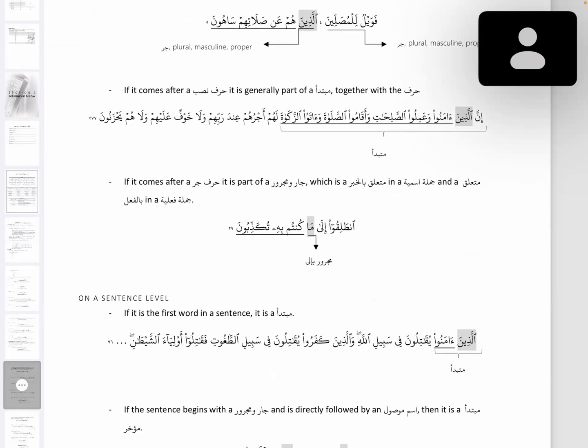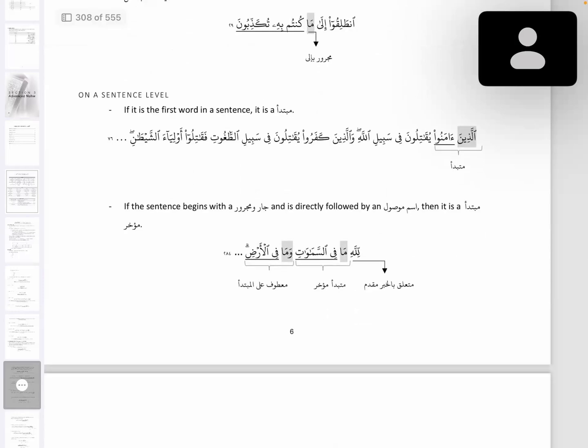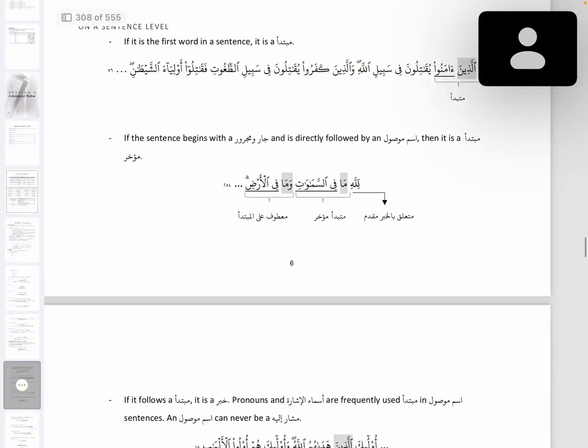Okay, on a sentence level, if it is the first word in the sentence, it is mubtada. Allazina, it is mubtada. If the sentence begins with jar majroor, then directly followed by an ism mawsool, then it is mubtada as well. Lillahi ma fi samawati wa ma fil ard. Then lillahi is the mutaliq bil khabar muqaddam and the ism mawsool is mubtada muakhar. Ma fi samawati wa ma fil ardi.